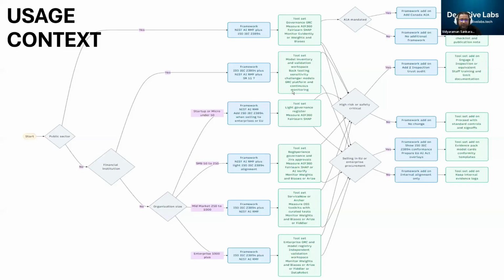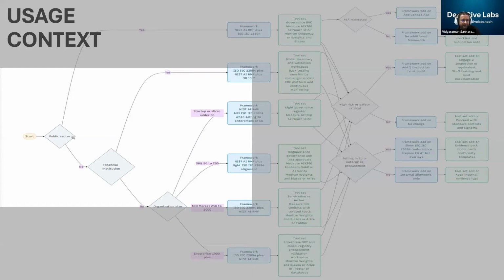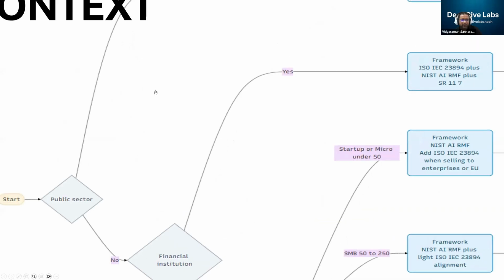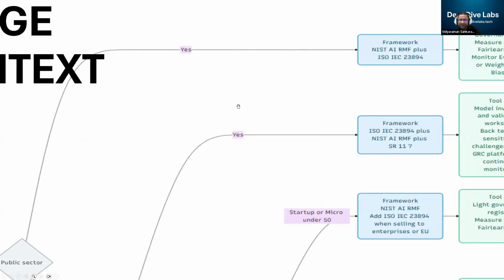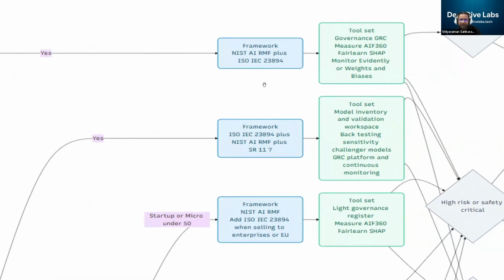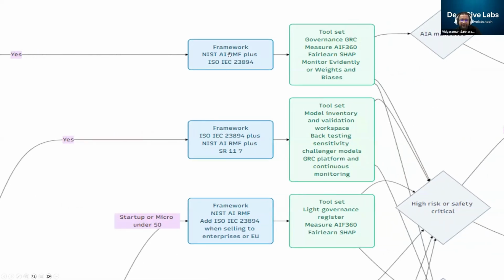Okay. So now let's look at the usage context here. I'm going to see if I can zoom in so that each of these are very clear. So we are going to start and we are going to evaluate if you are in a public sector. And if yes, the framework of getting into the NIST AI RMF plus trying to understand it from 23894 would be very good, because 23894 is a bit more specific in terms of what needs to be done there. So this is the recommendation in terms of the framework.